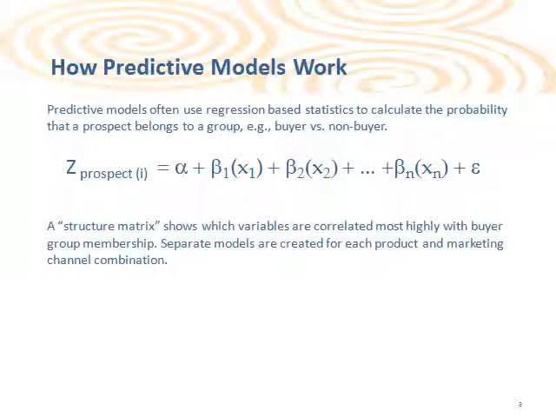It's important to build separate models for each product and marketing channel combination. We had the experience a few years ago where a model that was built to support a direct mail campaign was used for an outbound telemarketing effort, and it didn't work very well, even though the product was the same.